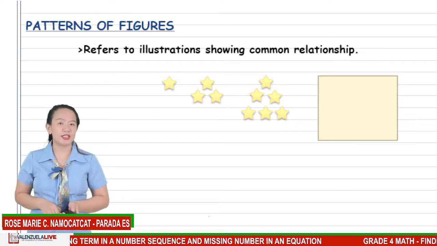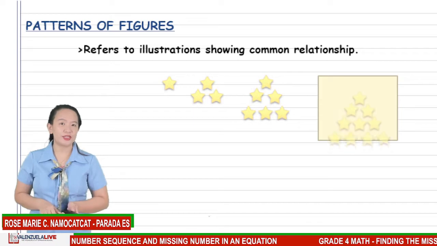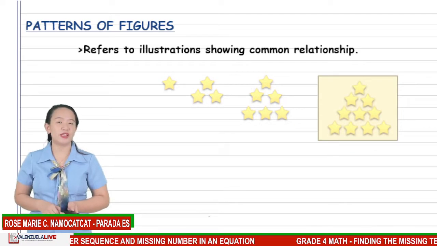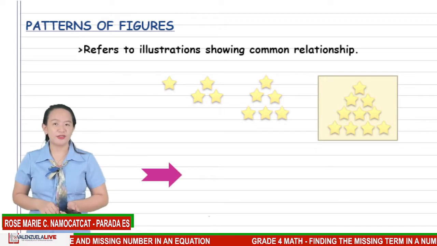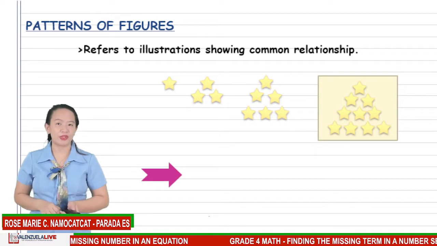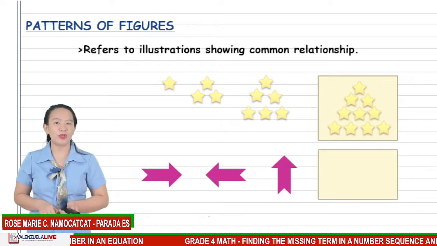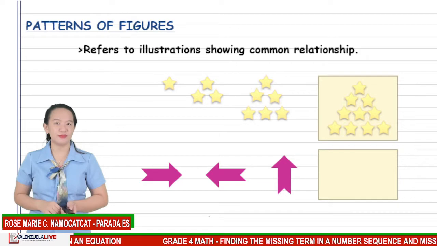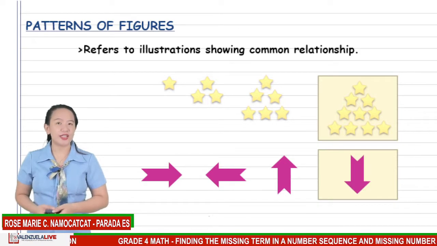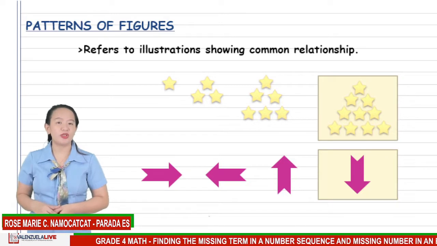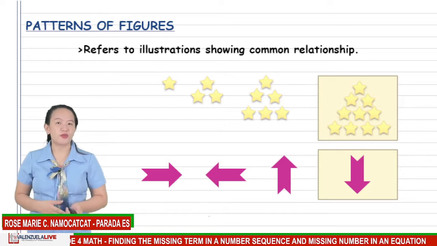Okay, let's see if we had the same answer. So, for this one, our next figure is like this. Did you get the same answer? Okay, good. Next, we have here an arrow going to your right, an arrow going to your left, up. So, what will be the next arrow? Okay, great. It's going down. So, as you can see, we have the pattern that we should follow to find the missing figure or the next figure.